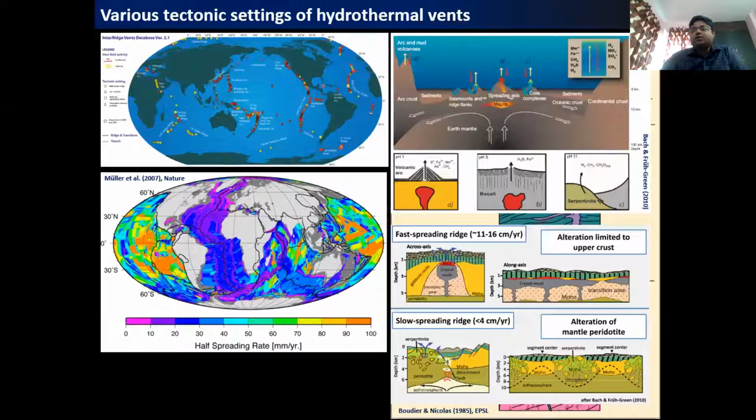That's why it is altering only the upper part, that is the basaltic layer, and that's how you get the origin of the black smokers.